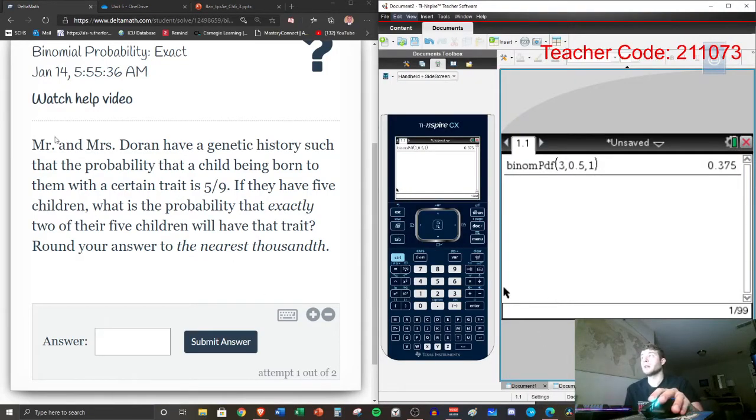So I'll work this one really quick. It says Mr. and Mrs. Duran have a genetic history such that the probability of a child being born to them with a certain trait is 5/9. If they have 5 children, what is the probability that exactly 2 of their children will have that trait? Round your answer to the nearest thousandth.